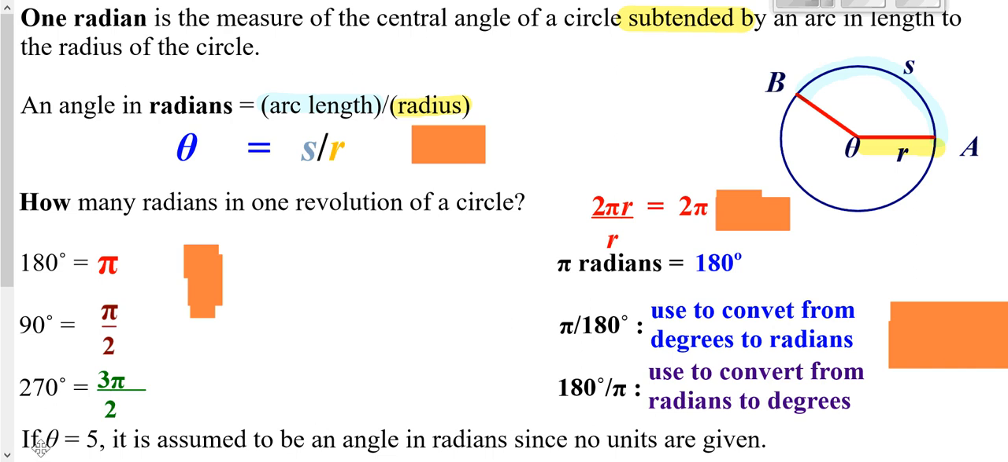So if you see the angle theta is equal to 5, because there's no degree symbol, it's assumed to be radians. If you meant 5 degrees, you'd have to have the degree symbol. So if you forget to put the degree symbol down when you really meant something in degrees, I'm going to interpret it as radians. So if there's no degree symbol, your angle is assumed to be in radians.